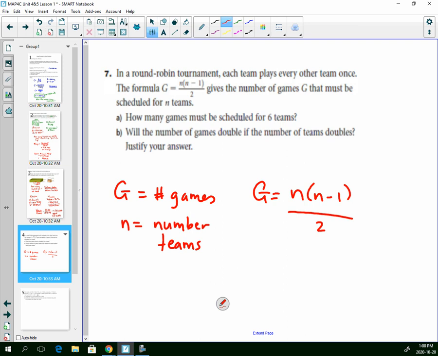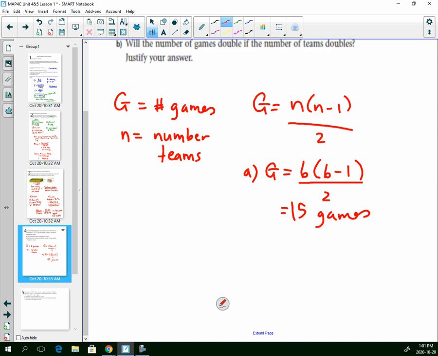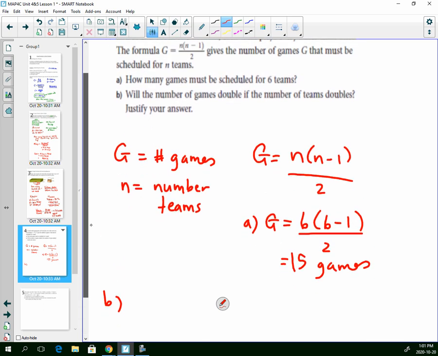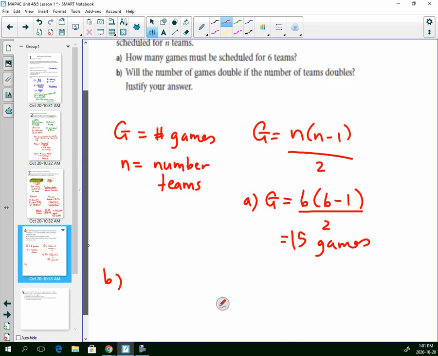So A says, well, how many games must be scheduled for 6 teams? So all we have to do is just sub in 6 teams where we see the N, and that will give us the answer. So 6 minus 1 is 5, so do brackets first. So 5 times 6 is 30, divided by 2, we would have a total of 15 games that need to be scheduled.